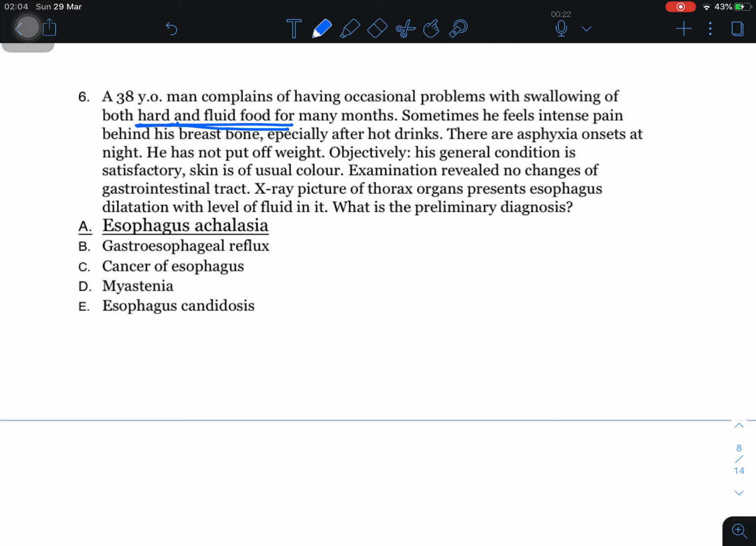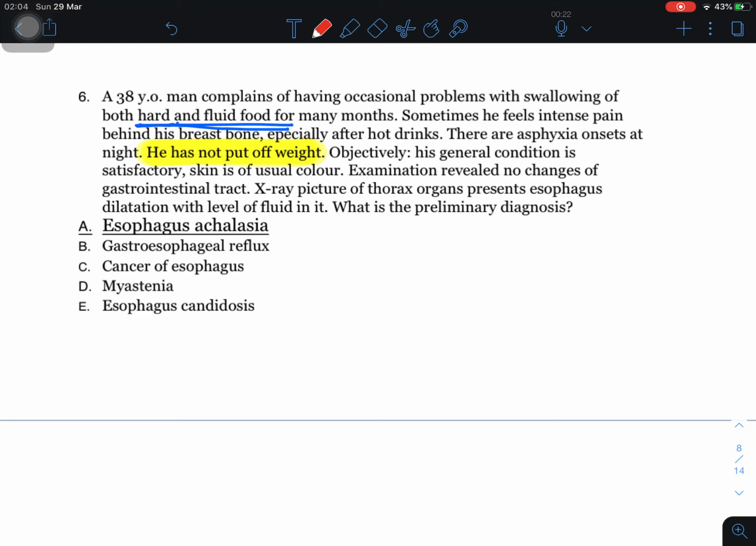He has not put off weight. See, if you find in a question that there is no change in the weight of the patient, then you need to exclude the first thing, that is cancer. So malignancies are always associated with weight loss, unexplained, sudden weight loss, you know. So his general condition is satisfactory, skin color is usual, examination no changes, gastrointestinal tract, X-ray picture shows thoracic organs present, dilation with the level of fluid.